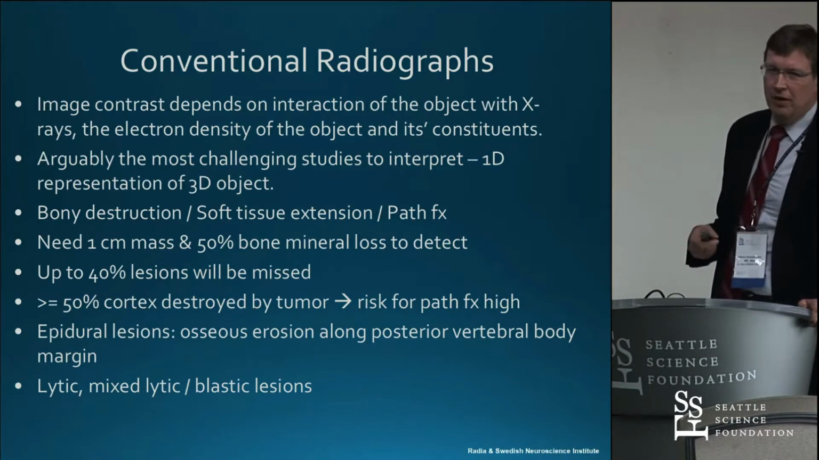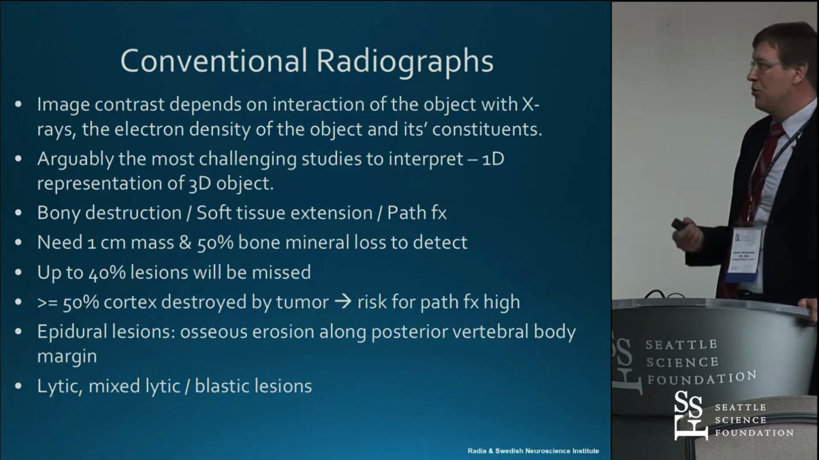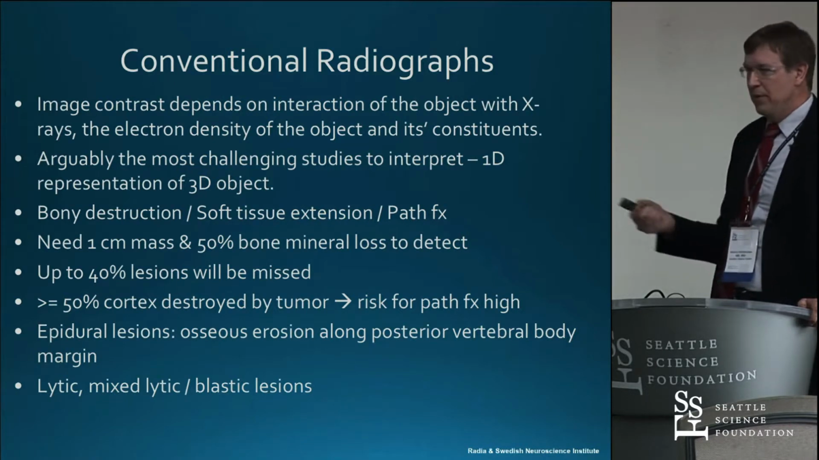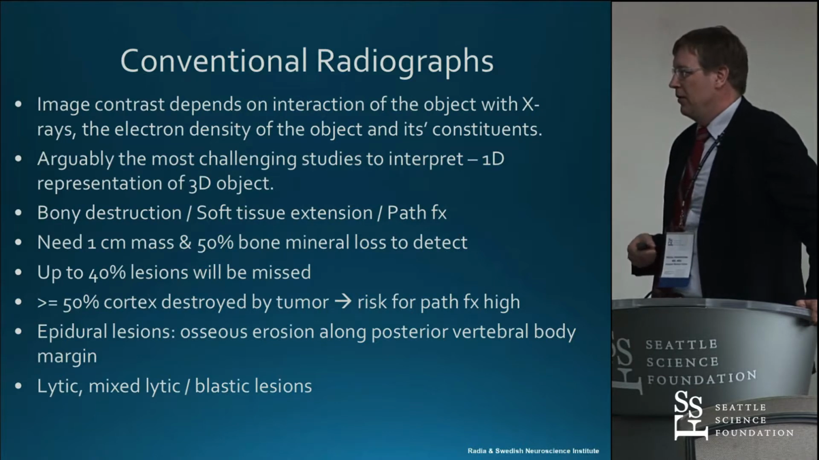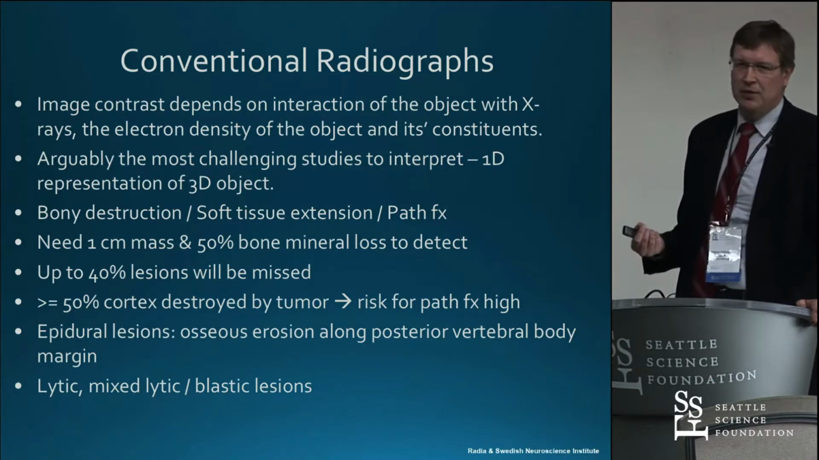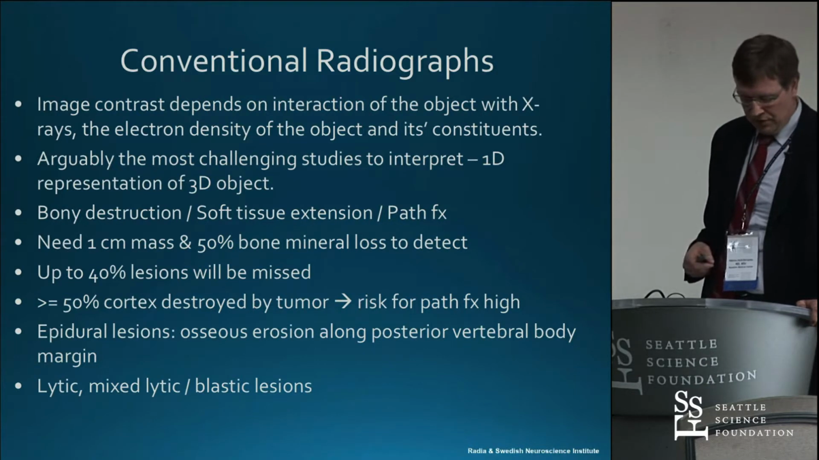Epidural lesions may be hard to see on plain X-ray, but we look at things like osseous erosions along the posterior margin of the vertebral body. That is one space we can see because there's bone next door to see. And of course, we have different types of lesions. We have lytic lesions, we have mixed lesions, we have sclerotic lesions.